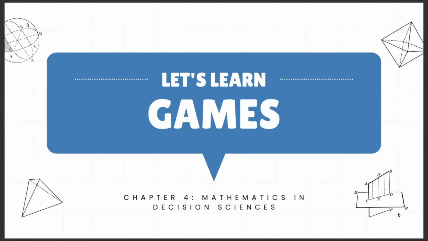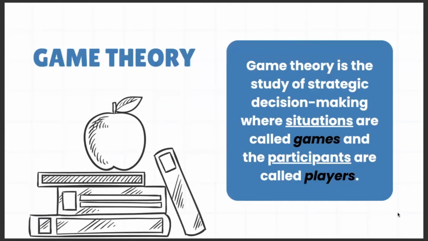Good day, everyone. Today, we will be discussing games under Chapter 4, Mathematics and Decision Sciences. Game theory is the study of strategic decision making where situations are called games and the participants are called players. It deals with problems in which a player's strategy depends on what other players do.